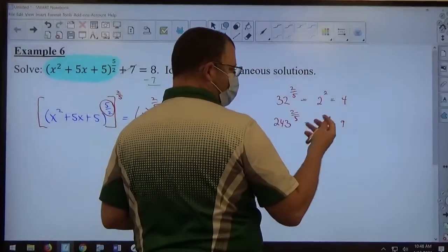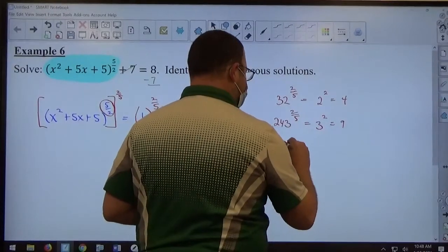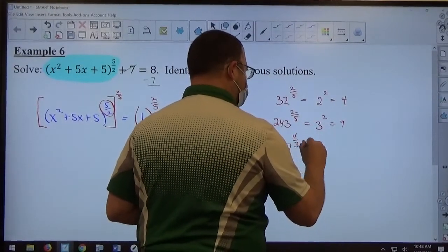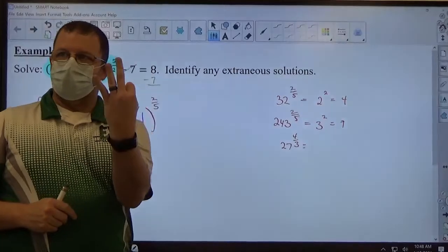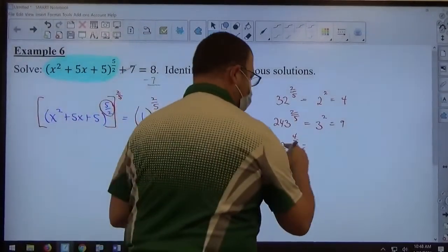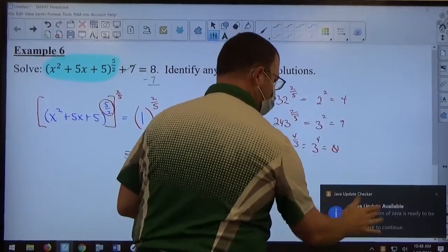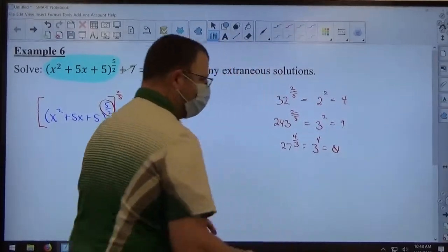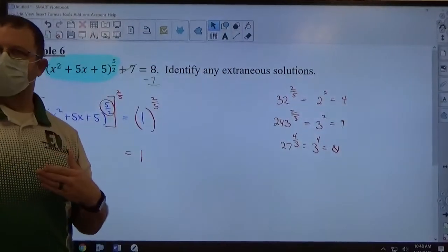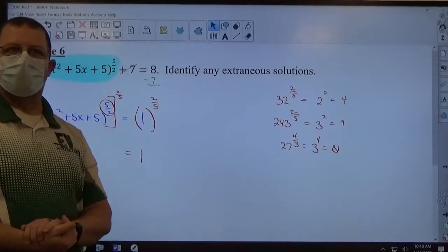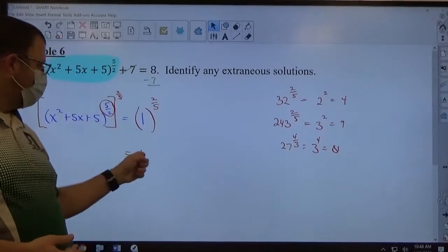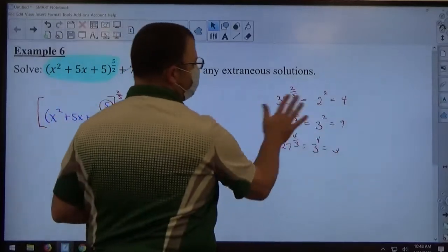If it was a different root, let's say it was like 27 to the 4/3 power. 3 times 3 times 3 is 27. So the cube root of 27 is 3, 3 to the 4th is 81. So again, evaluate the root first and then evaluate the power of that answer. That's how you evaluate some number raised to a fractional power.